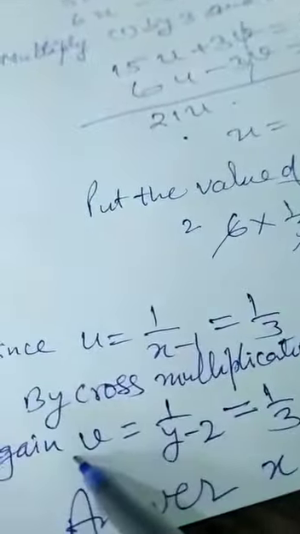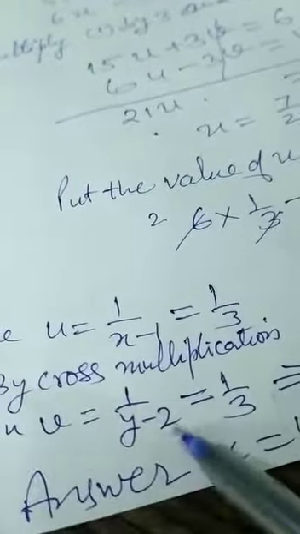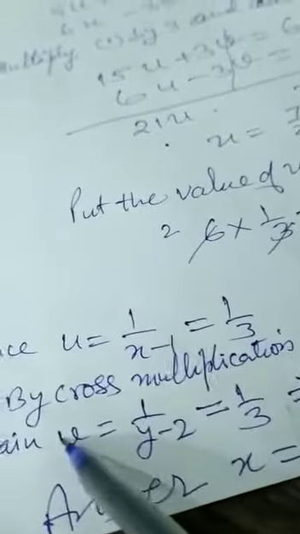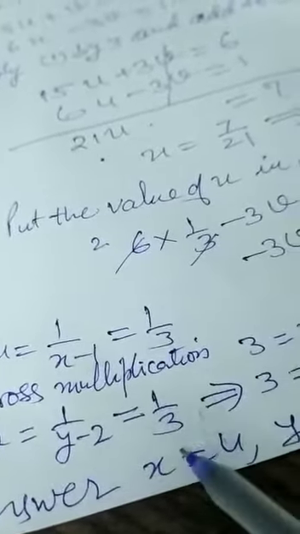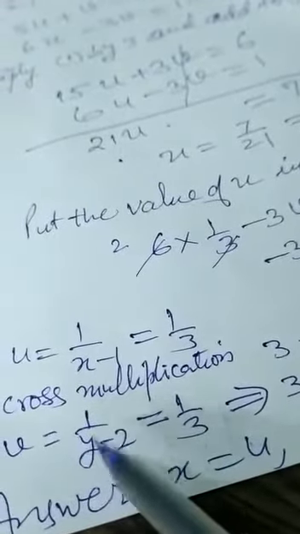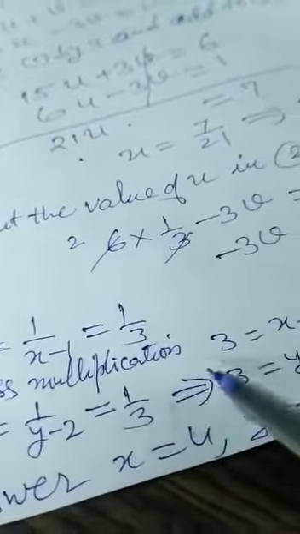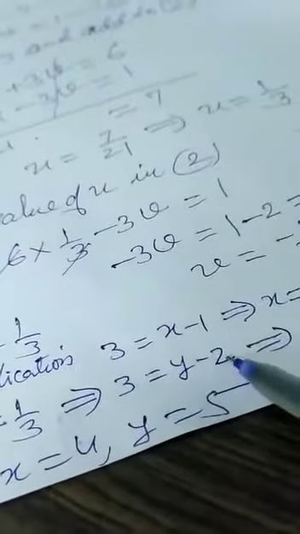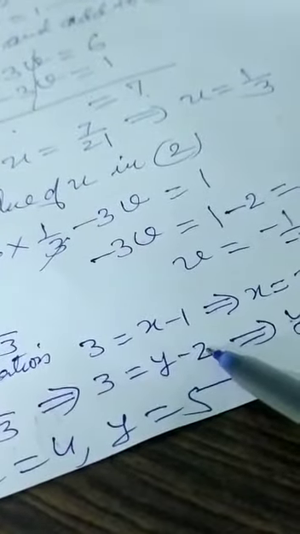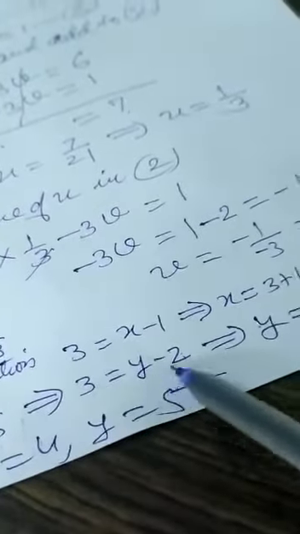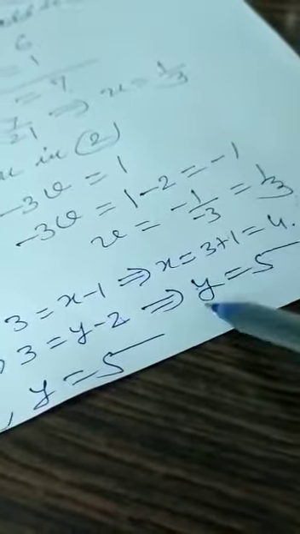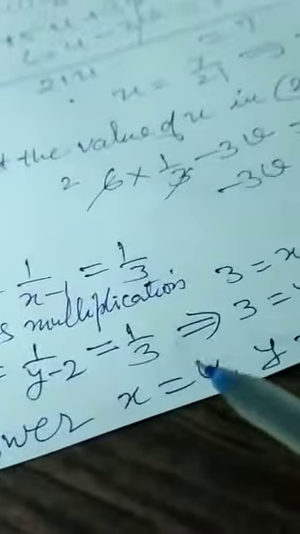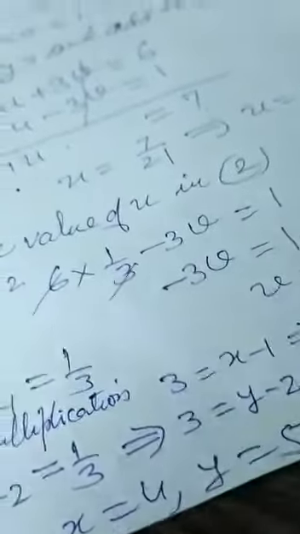Similarly, v is equal to 1 upon y minus 2. You have derived the value of v is 1 by 3. By cross multiplication, 3 is multiplied to 1 and y minus 2 is multiplied to 1, so 3 is equal to y minus 2. Minus 2 will be transferred to the left hand side, so y is equal to 5. So you have derived the value of x is equal to 4 and y is equal to 5. The answer will be x is equal to 4 and y is equal to 5. Very easy. Thank you.